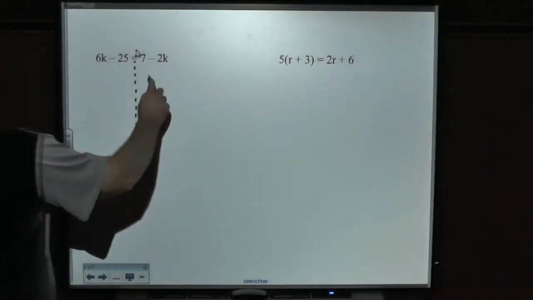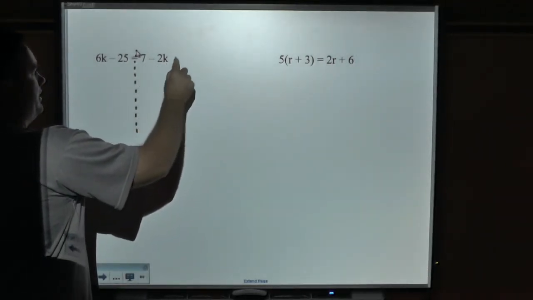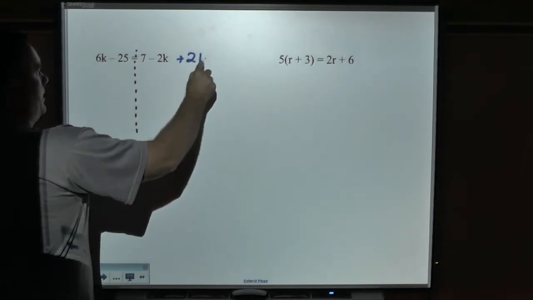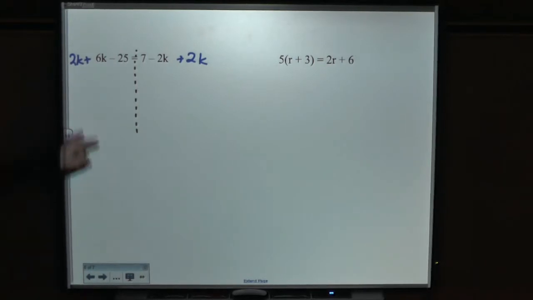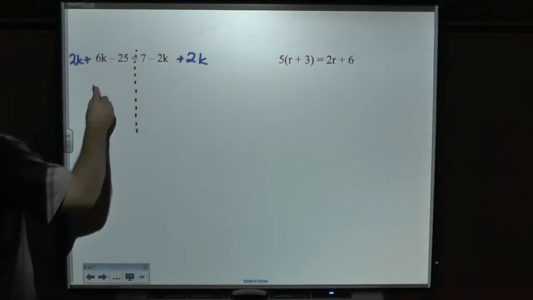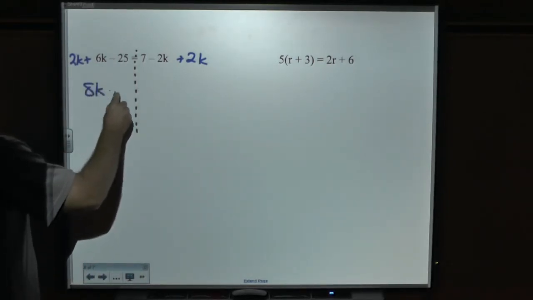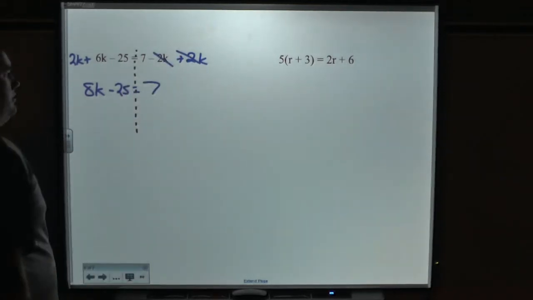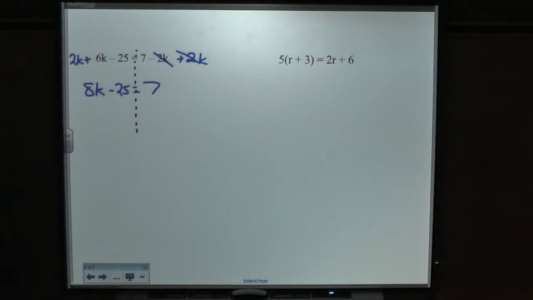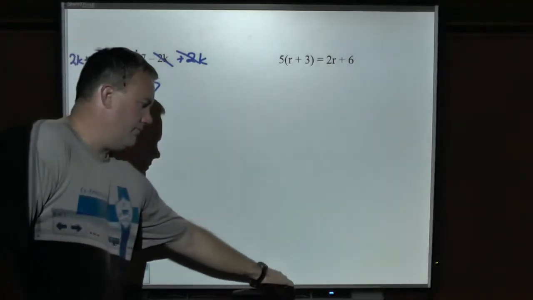When I look at this, I've got a negative 2k. To move it to the other side, you're going to make it 0 by adding the opposite. So you're going to add 2k to both sides. 2k and 6k gives you 8k. Then you have a minus 25. That's 0. Now it's equal to 7. What you have now is a nice little easy two-step equation.